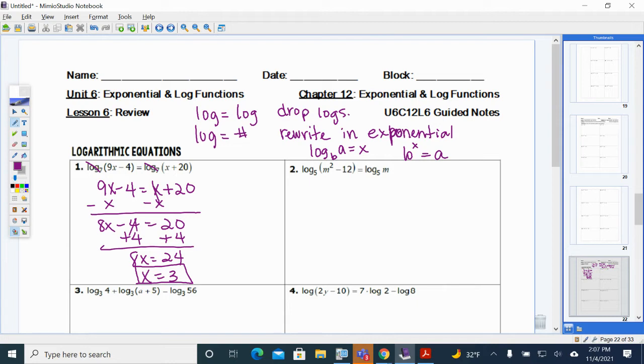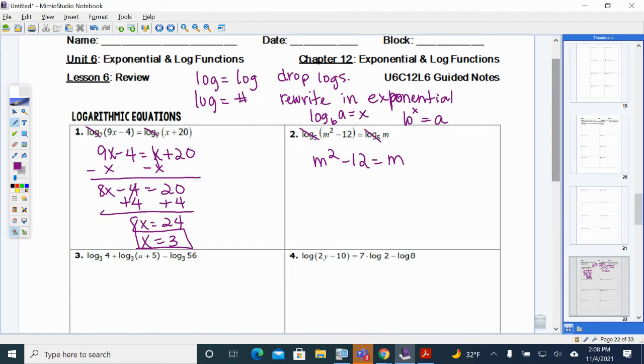On number 2, log base 5 of m squared minus 12 is equal to log base 5 of m. For this one, again, you have logs on both sides. So you're just going to drop the logs, and you get m squared minus 12 is equal to m. Now, for practice sake, I'm just going to give you the answers here. I would encourage you to practice this on your own so that you're ready for the test. When you solve this, you should get m equals 4 and m equals negative 3. The negative 3 is not going to work. So the final answer for number 2 is m equals 4.